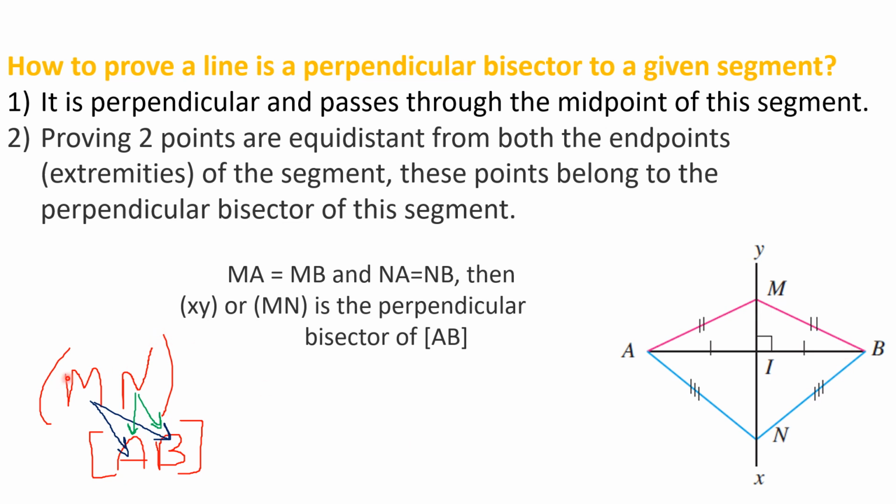Whenever they say prove that MN is the perpendicular bisector of a segment, we take the first letter. This is the first letter. This is a point. And we prove MA equal to MB and NA equal to NB. Then we can say that this is the perpendicular bisector of AB.